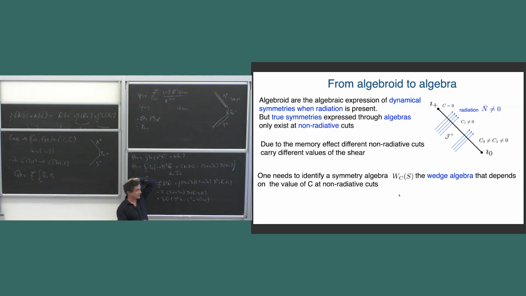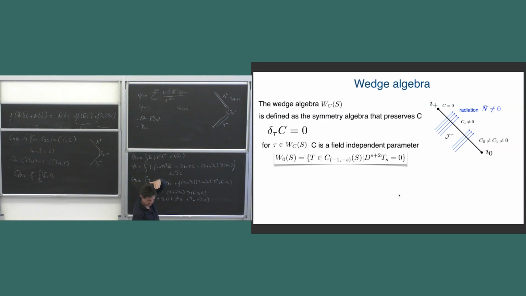But of course, the memory effect tells you that different non-radiative cuts have different values of the shear. And so what is the symmetry algebra at a non-radiative cut? It's what we call the wedge algebra. That goes back to your original question: what is the wedge algebra? It is the part of the symmetry algebra that preserves your shear. If the algebra preserves the shear, the shear is an extra parameter, and your algebroid becomes a symmetry algebra, and your theory at a non-radiative cut has to be, at the quantum level, a representation of that symmetry algebra.